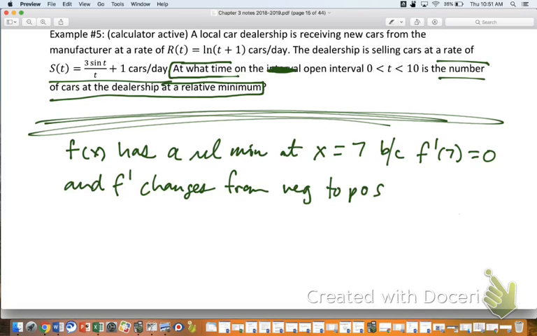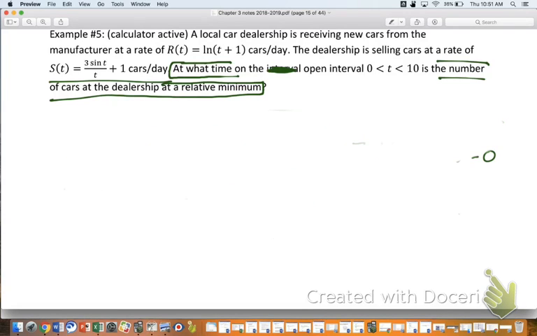So, let's do this. Let's get rid of all this generic stuff. If we are looking for a critical number for the number of cars, and we're looking for the rate of change of the number of cars, we probably should establish what the rate of change of the number of cars is, right? Do we have some rates going on? What rates? Yeah. And they even use it. How do you know that they're rates? I mean, it says it right there. Rate of R of t measured in cars per day. Rate of S of t measured in cars per day.